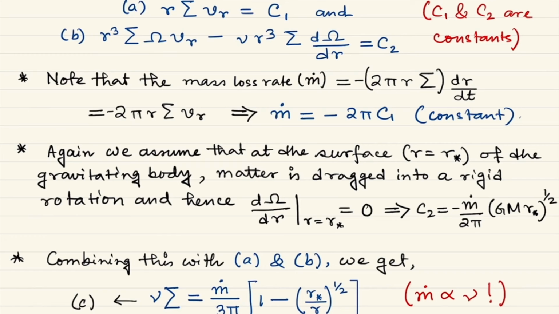Okay, now even more interesting is the part that M dot is proportional to nu. So if nu is increasing, then your M dot is increasing. That means the system viscosity is higher, the mass loss rate is higher. Okay.